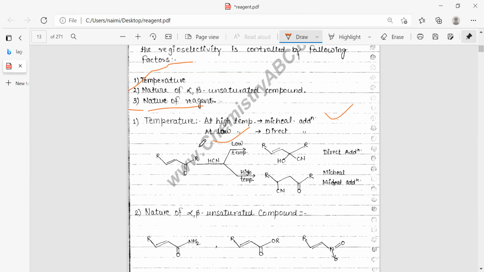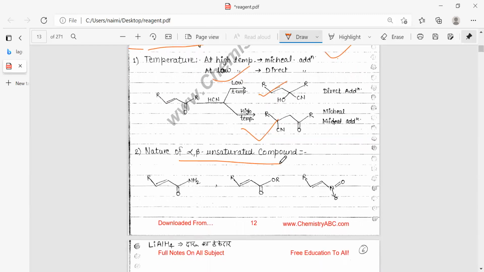So at higher temperature, randomness is much more. When the nucleophile attacks, it will attack where the electron density is much more. So CN will attack on this position, and this charge transfer takes place. So this product is possible at high temperature, but at low temperature, direct addition is possible.